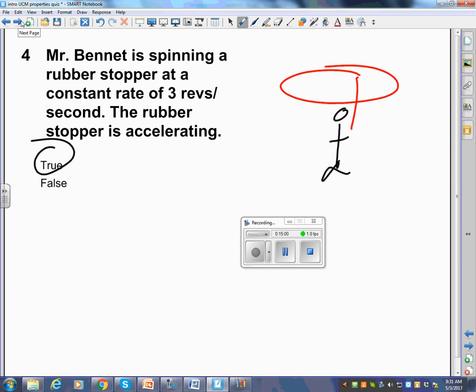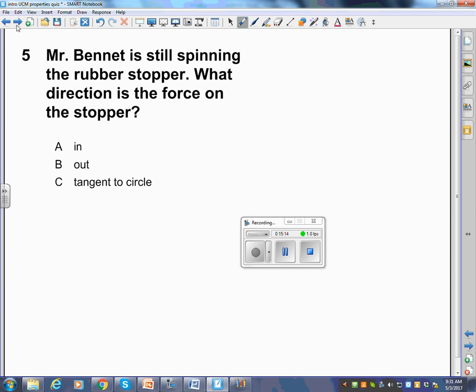Is there a force? If there's an acceleration, does there have to be a force? Yes. If there's an acceleration, there has to be a force. So then the question is, what direction is the force? Still spinning the rubber stopper, same picture.